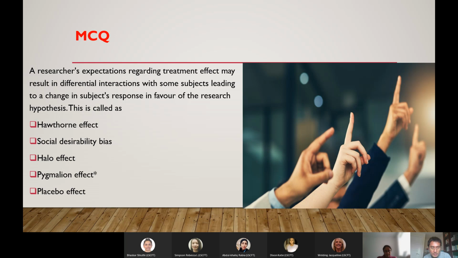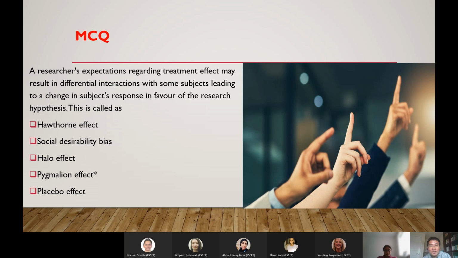Research expectations. Pygmalion effect. Which one? This is Pygmalion. Why do you think this is not an option? This is not an answer. This is not about incidence, prevalence, difference, or anything like that. No, Hawthorne is if anybody observes them. Oh yeah, I'm sorry. For this one, they haven't given the observation of a subject. The subject didn't change the response. This is a research expectation.